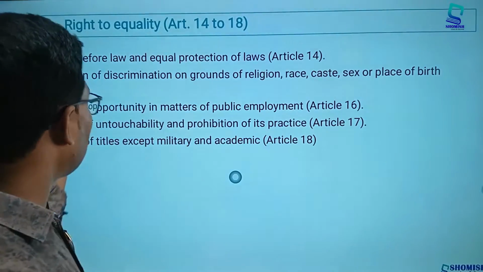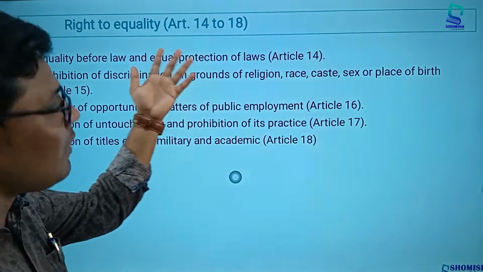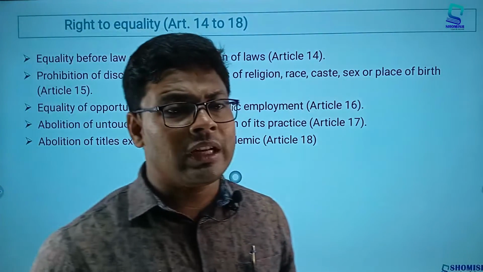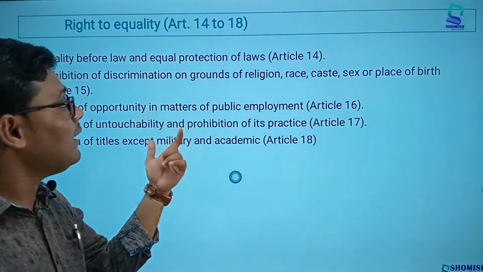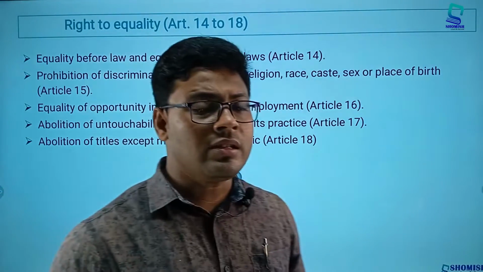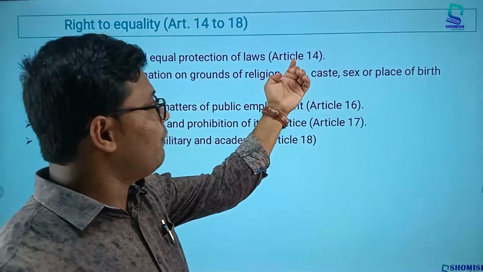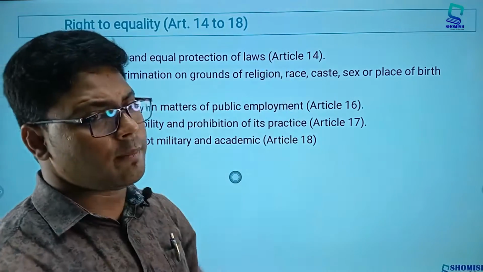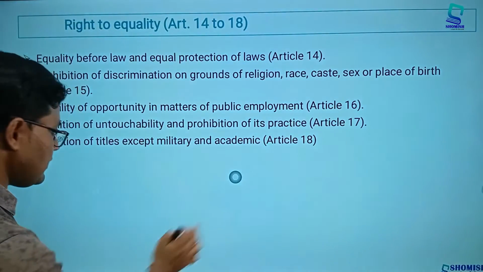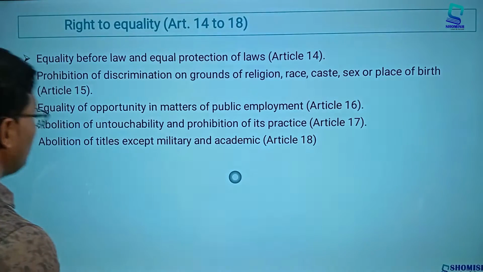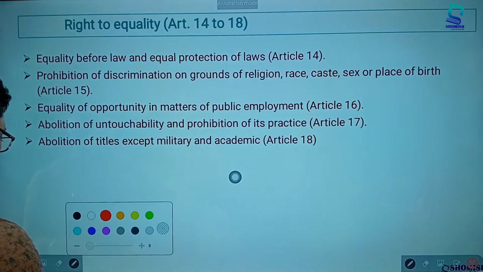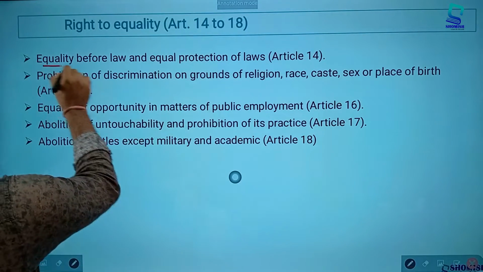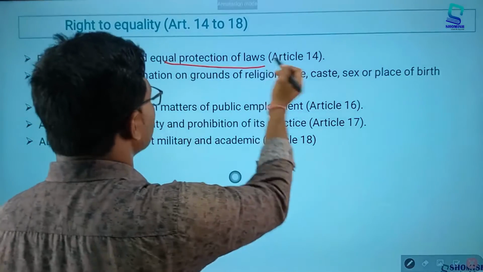Okay, so let's see equality before law and equal protection of laws. Very interesting. Equality before law and equal protection of laws, that is the main title of Article 14. One part is equality before law, and another part is equal protection of laws.